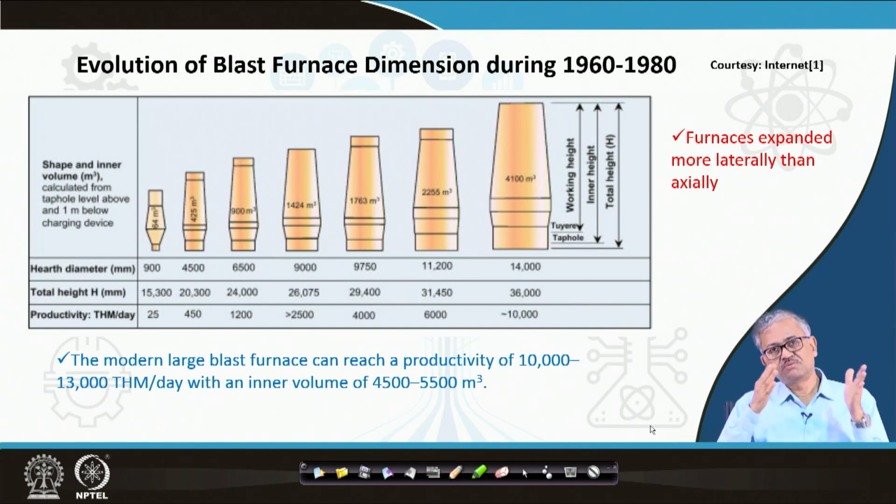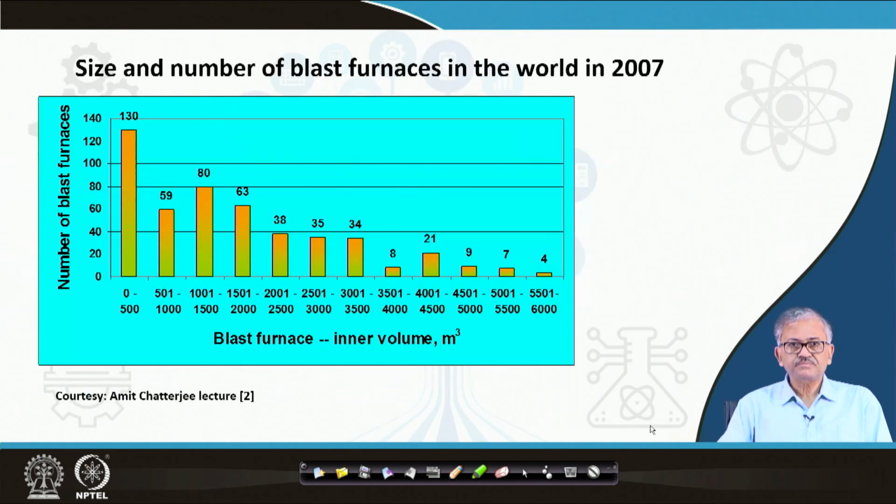So major development has taken place from 1960 to the 80s. After that also, some bigger furnaces are coming. Even in India today, in the range of 4,000 to 5,000 meter cube, some blast furnaces are coming from Jindal Steel in Angul, and then Kalinganagar, there is Tata Steel, all of 4,500 meter cube or of this range.